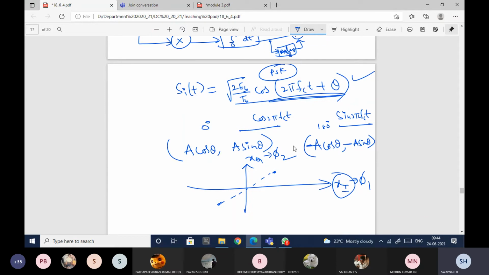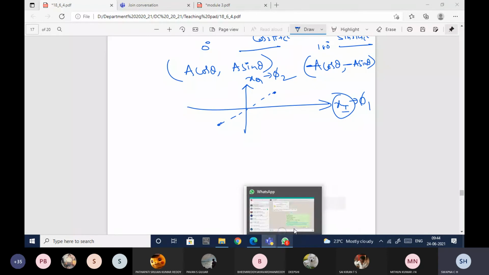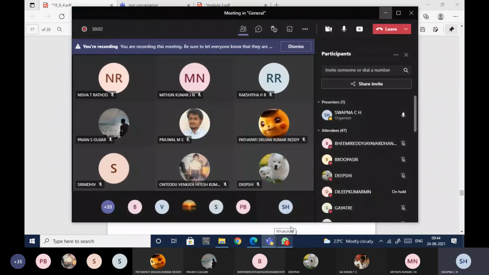Now let me take one problem and show you how to plot the waveform and how to get back the output signal from the graph. I hope you people have understood, right? Is it clear to all of you?